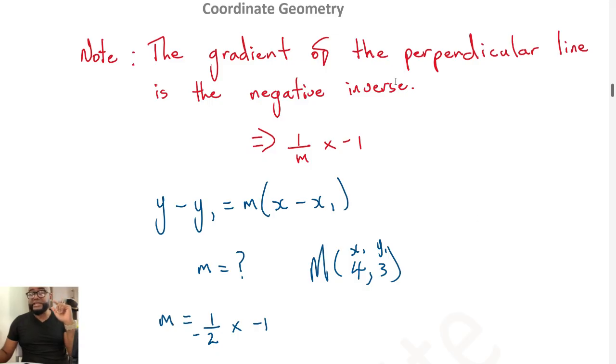So a refresher on what this means to our gradient, right? So this was the note from last day. We said that the gradient of the perpendicular line is the negative inverse, right? So if the gradient of the original line is m, the gradient of your perpendicular line will be 1 over m multiplied by -1, right?